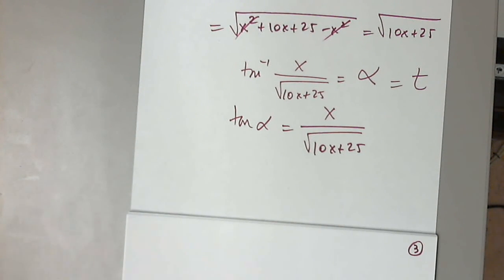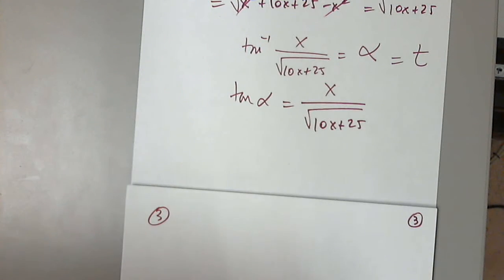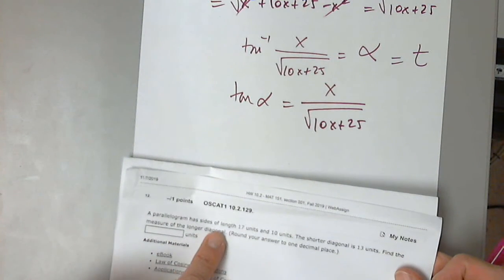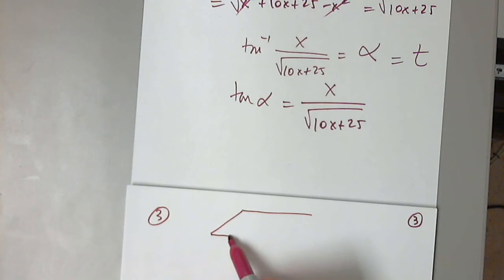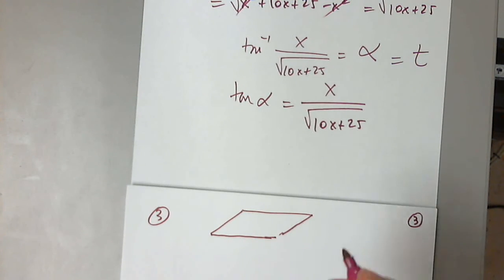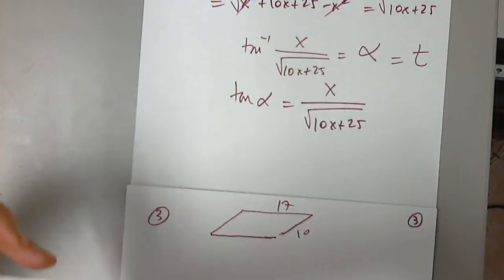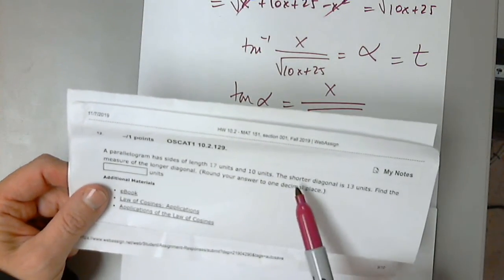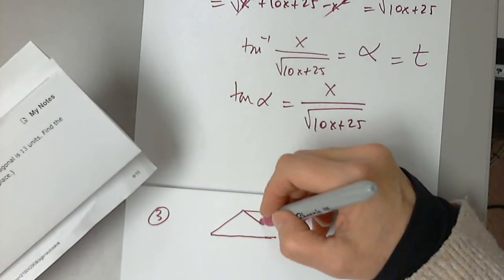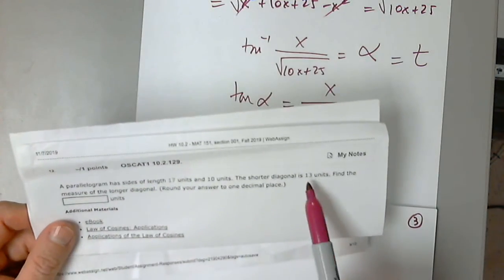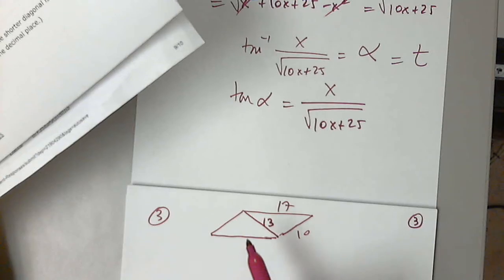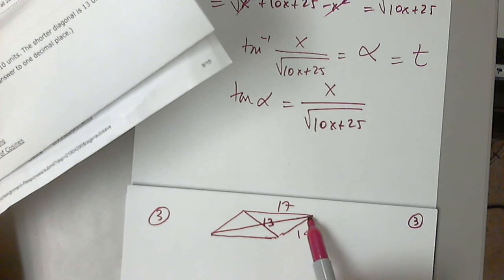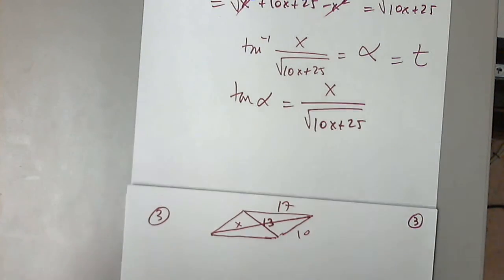Perfect. So number 3, we have a parallelogram that has sides of length 17 and 10 units. The shorter diagonal, this, is 13 units. Find the measure of the longer diagonal. So this is our question. So we want to determine x. Round your answer to 1 decimal place.